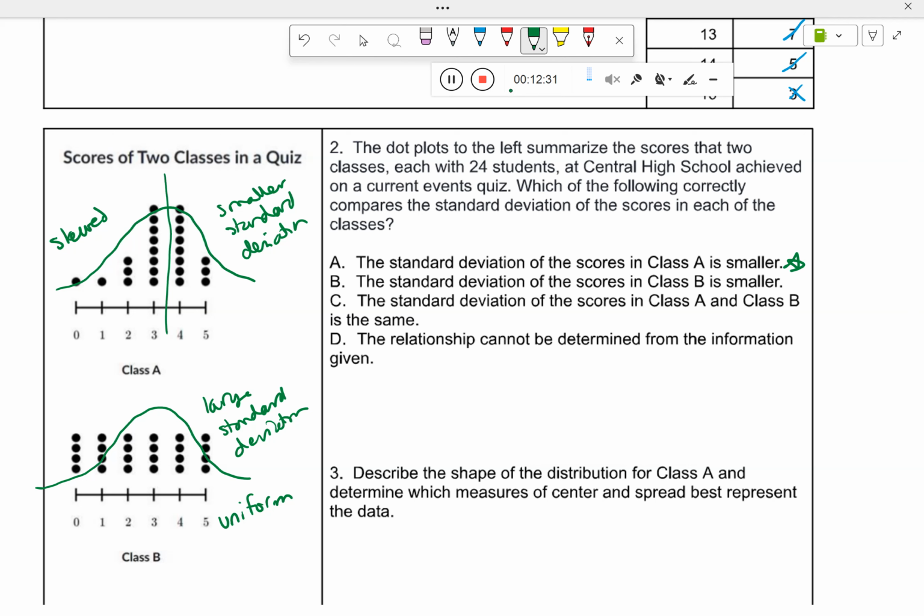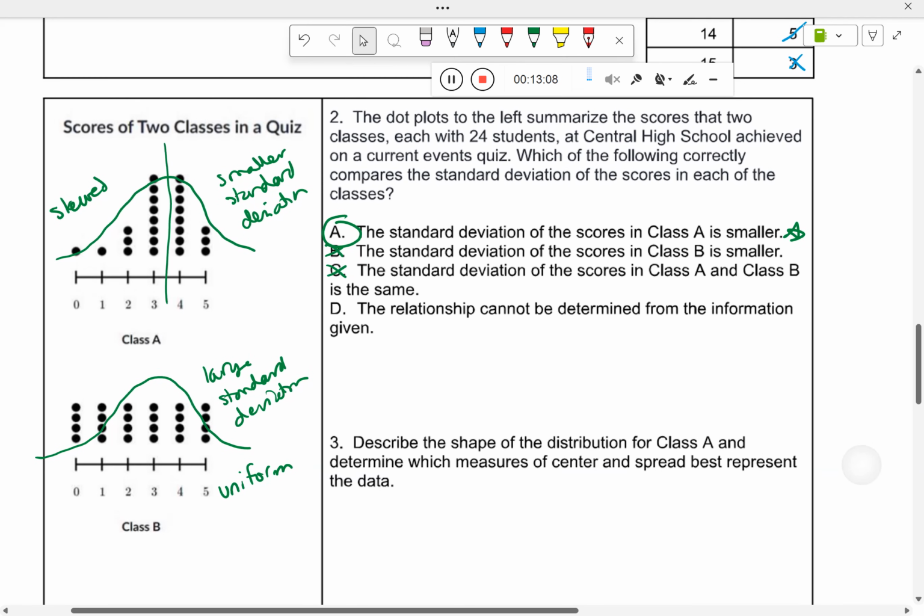B says the standard deviation of the scores in class B is smaller, and that's incorrect. We said that standard deviation would be bigger. C says the standard deviation of scores in these 2 classes is the same, and that would not be true when you have one set of data that is very uniform and one set that looks much more like a bell curve. They will not have the same standard deviation. And then the other option is that this relationship cannot be determined from the information given, and sometimes that's a viable answer, but we can conclude based on what we see that the standard deviation must be smaller for A, so we can go ahead and circle that answer, which was our initial instinct as to what would be correct.